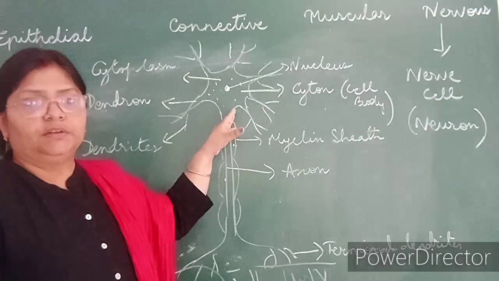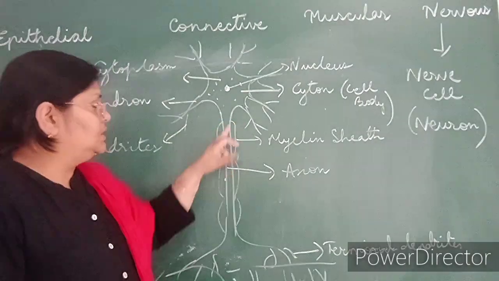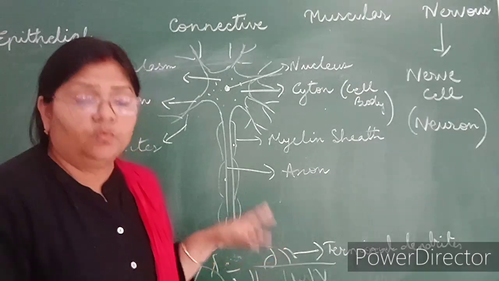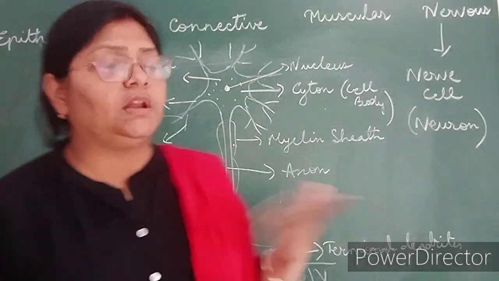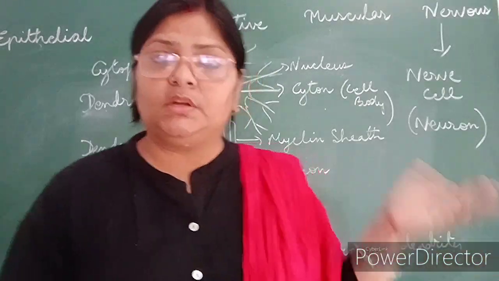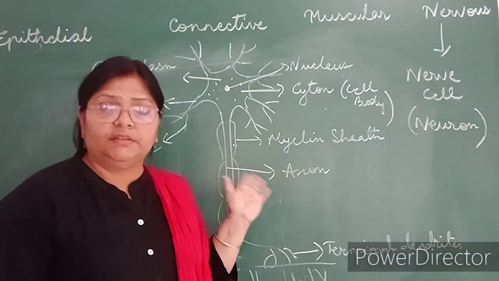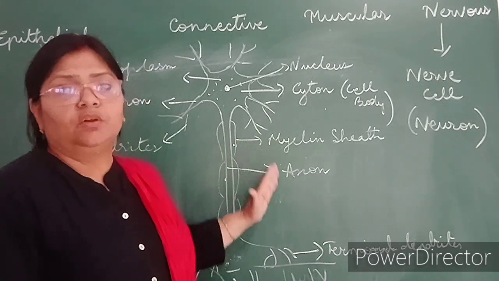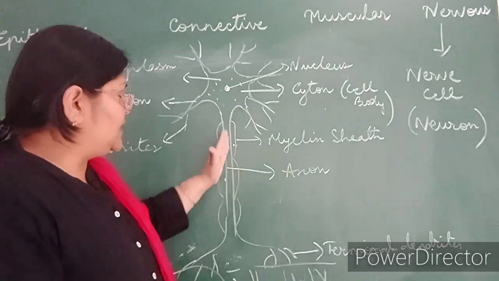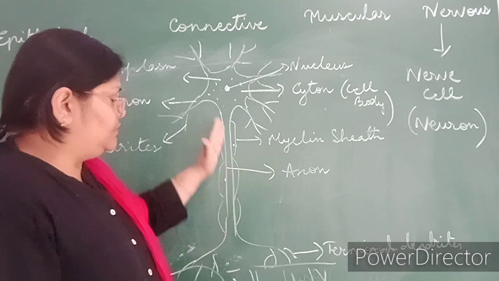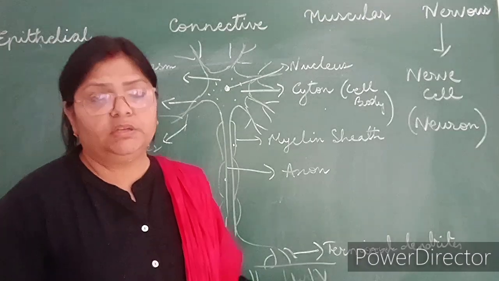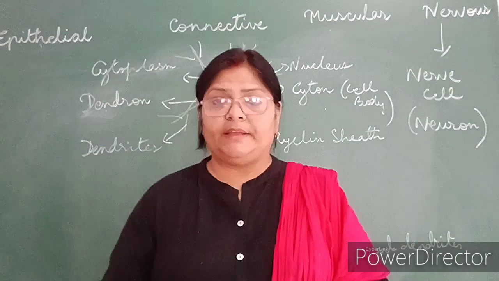Similarly, when the messages are traveling through the axon, the myelin sheath acts like an insulator. What is an insulator? Which does not allow electricity to pass through it. Here, it acts like an insulator, not letting the messages escape or get lost, so that the full message passes through the axon to the terminal dendrites.